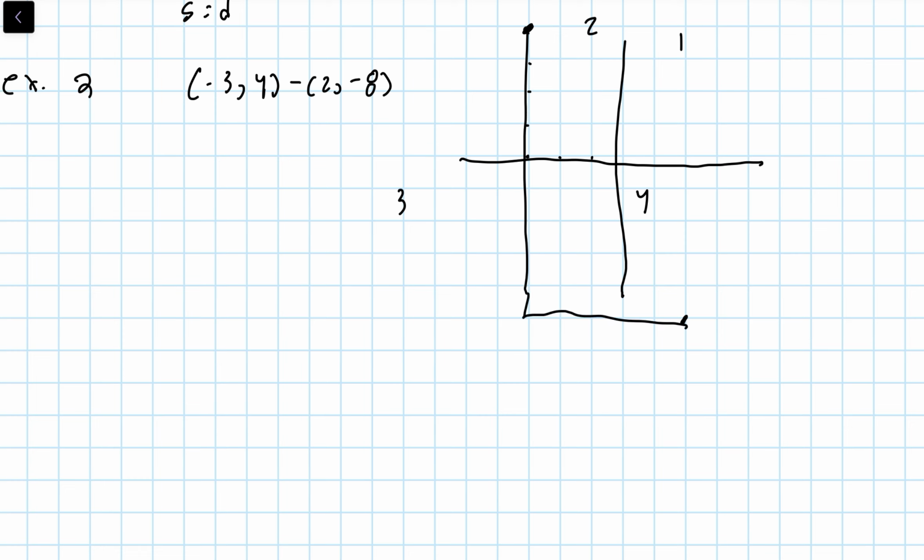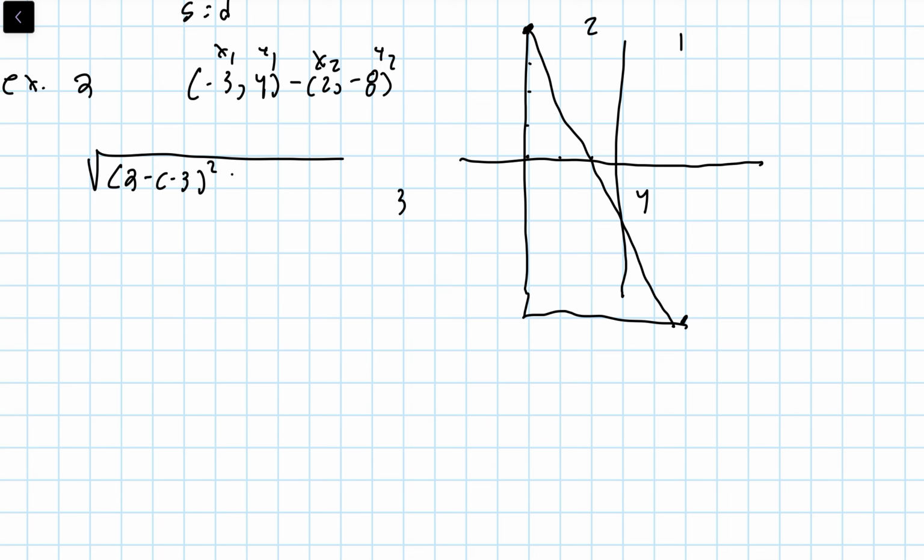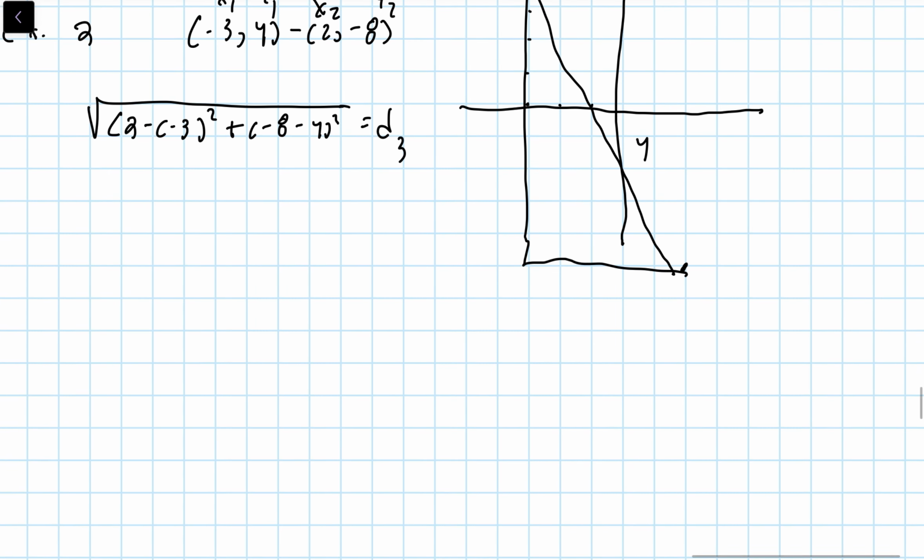I wouldn't recommend it though, because I don't want to count that much. And also it's easier to just set up your stuff. So let's do it, shall we? So obviously we have our formula. X2 minus x1. X2 in this situation is 2. Then we're going to minus a negative 3 squared plus y2, which is negative 8, minus 4 squared equal to distance. And essentially, this is Pythagoras theorem all over again.